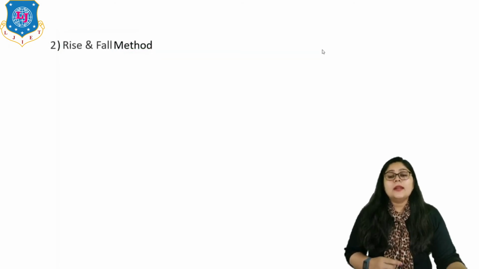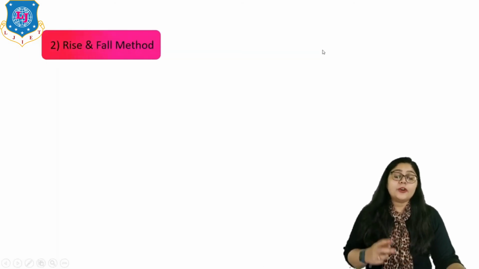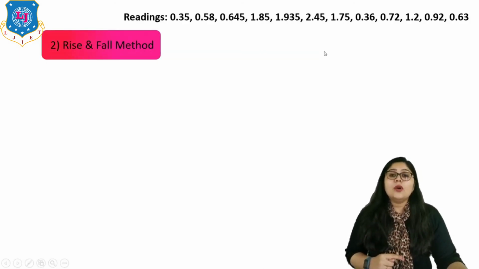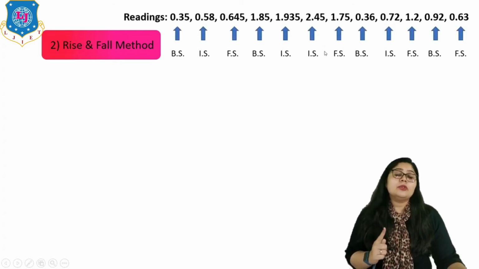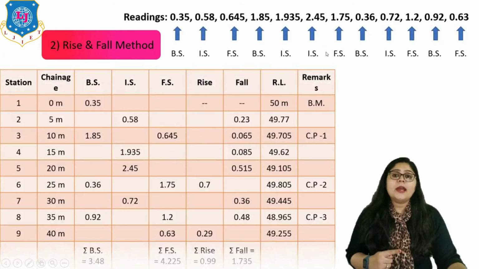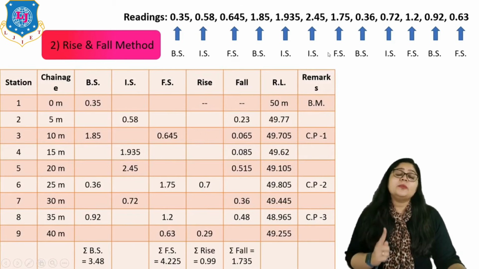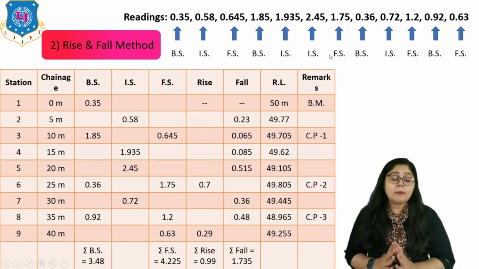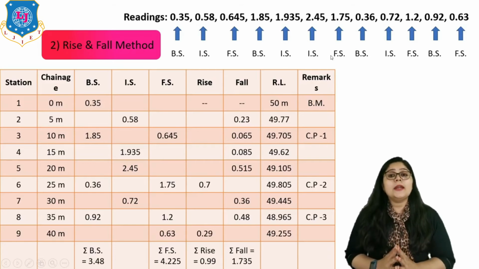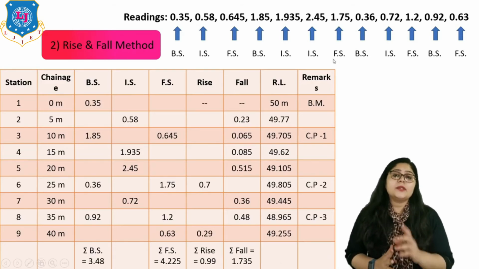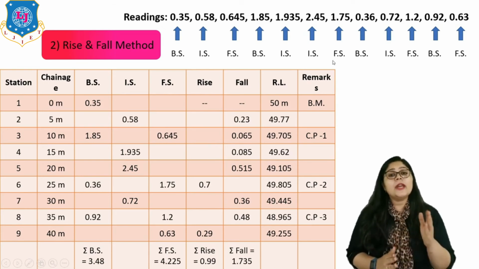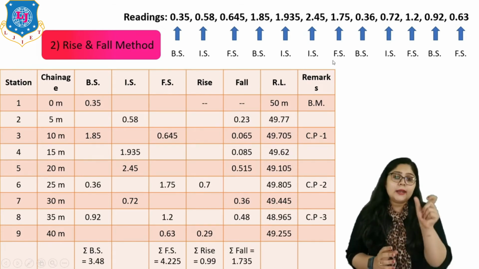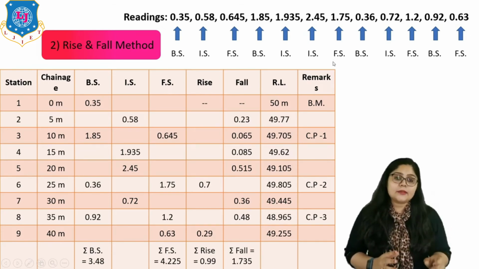Now let's understand the second method, the rise and fall method, for the same example. So first the readings are there. Now you know the BS, IS and FS arrangement and the table is there. It means here the station, chainage, BS, IS and FS are the same as in the HI method. But the change is that in place of HI we are adding two columns, rise and fall. Then after that we are finding the RL, and lastly we are adding the remarks, right?